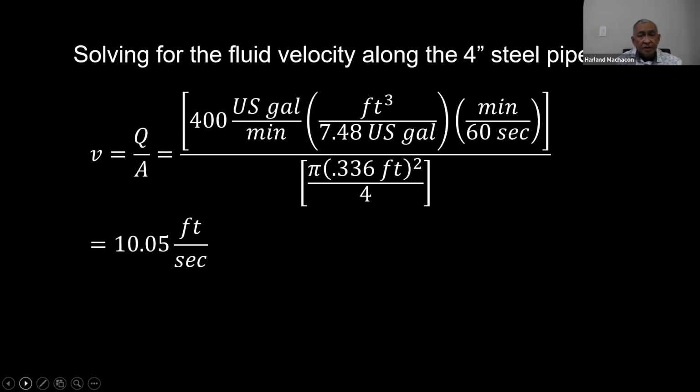0.0003366. So the next step is to solve for the fluid velocity along the 4-inch steel pipe at 400 US gallons per minute discharge, convert it into cubic feet per second, and divide by the area, which is pi d squared over 4, wherein d is the inside diameter of 0.336 feet, and the resulting velocity will be 10.05 feet per second.